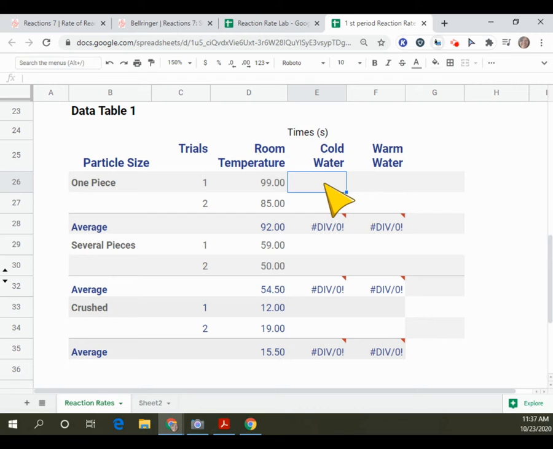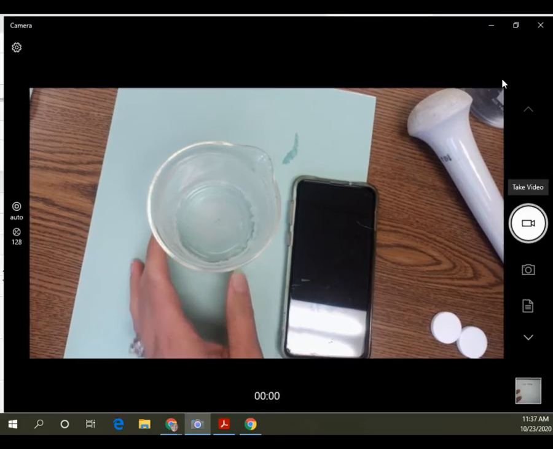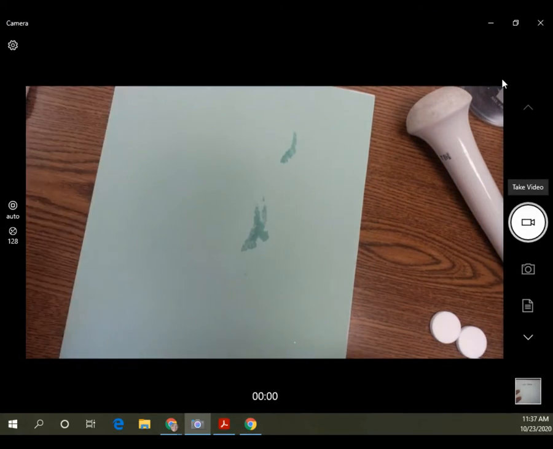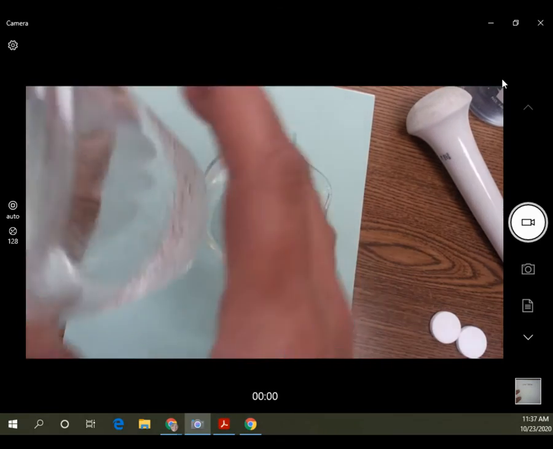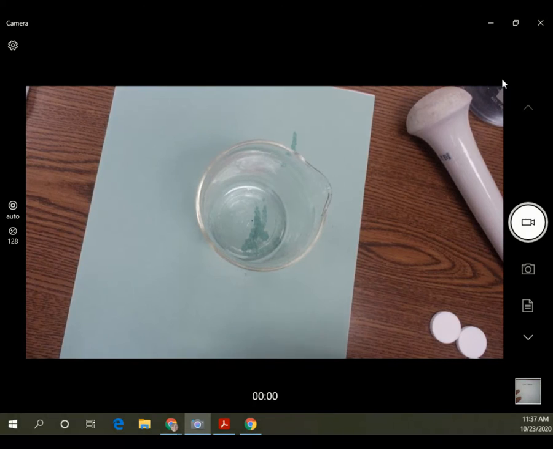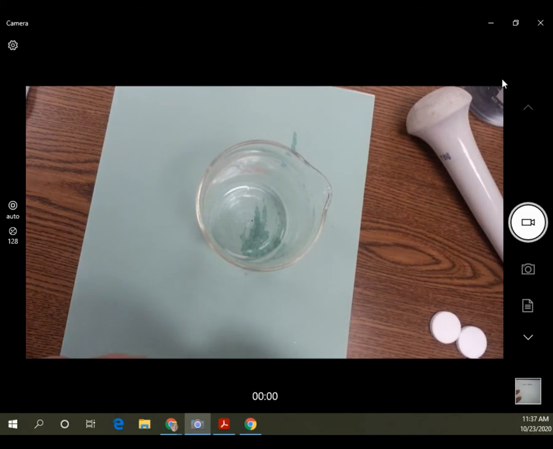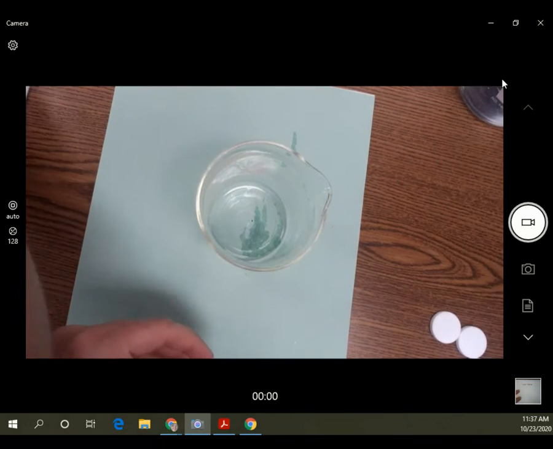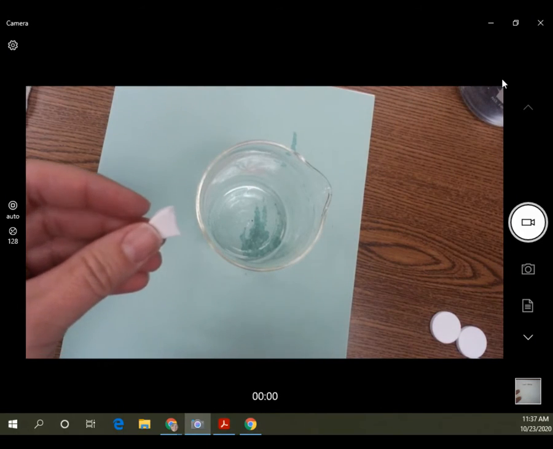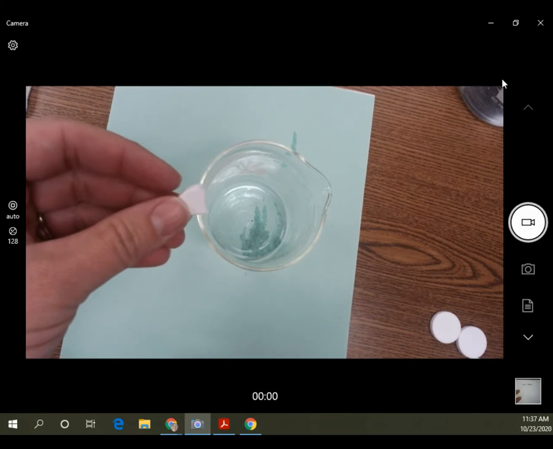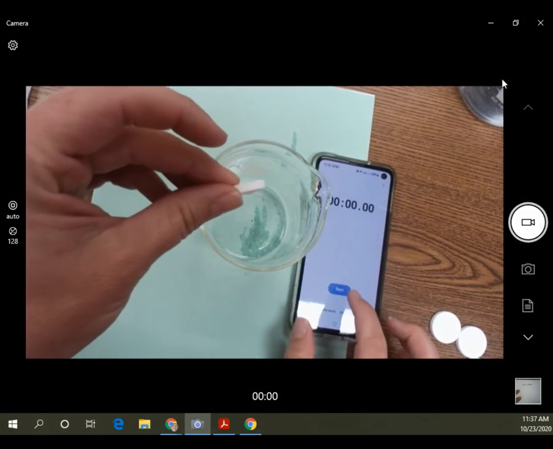Okay. So we're going to come back to our camera. This part. And empty what we just did. Now we're going to use this cold water that is really just melted ice. And we have 15 milliliters of that. A little too much. Okay. We want to still use the same amount of Alka-Seltzer so that we have a good consistent timing. Okay. And get our timer ready. And let's see what happens.